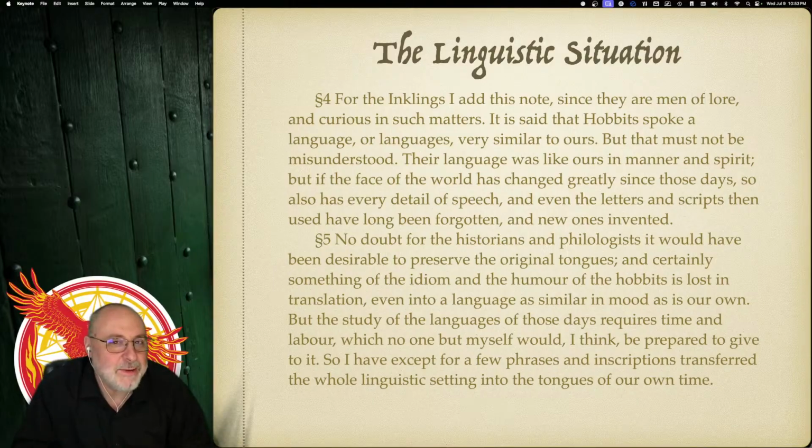And you notice what he's apologizing for? The idiom and humor of the hobbits. If it turns out that you all don't like the hobbitry stuff, like if you don't think hobbits are as funny as I do, then blame it on the translation, right?